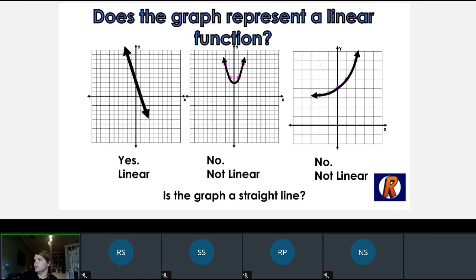So, for example, this first one, we'll call it number 1. Number 1 is a linear function. It is a straight line. Okay. Number 2 obviously has a curve. It is not a linear function. Number 3 is also curving, not a linear function. So to determine if something is or is not a linear function, we are going to just determine whether or not it's a straight line.